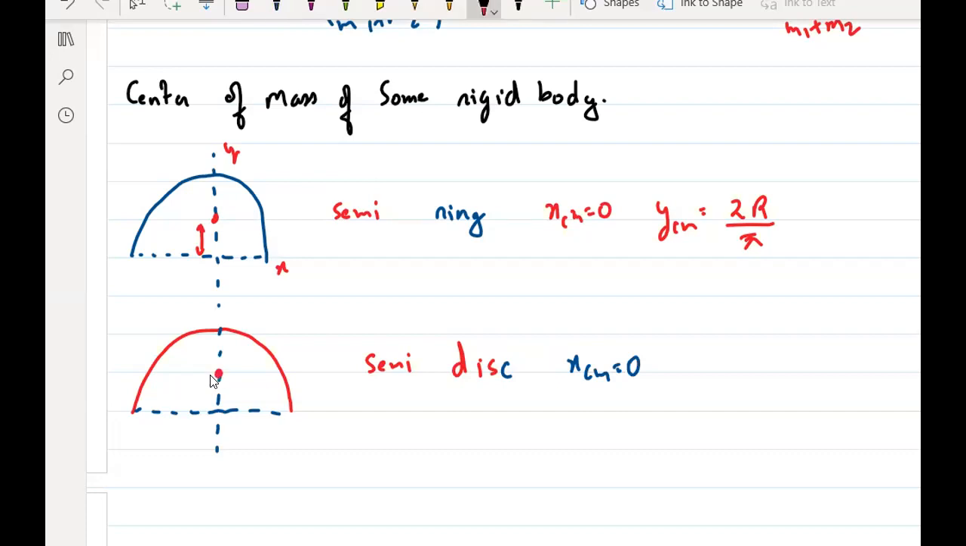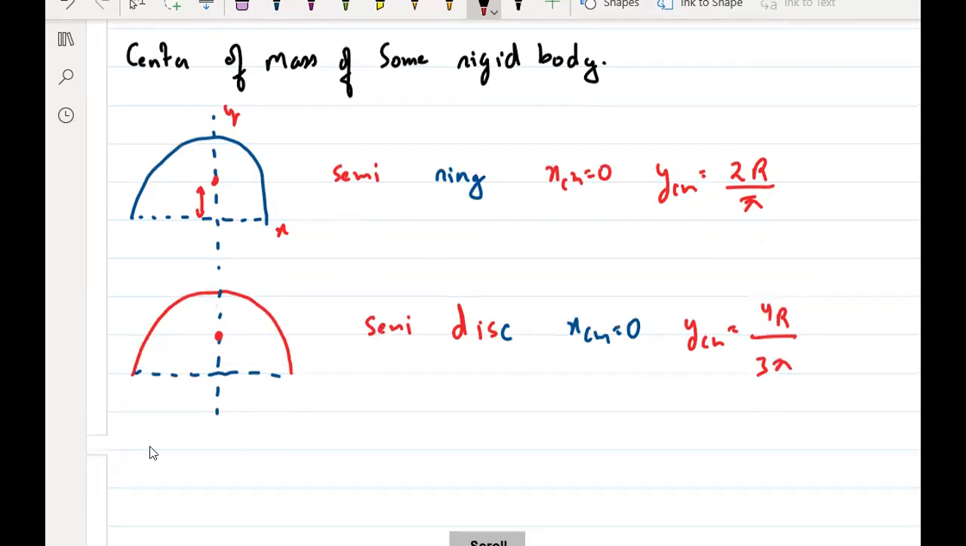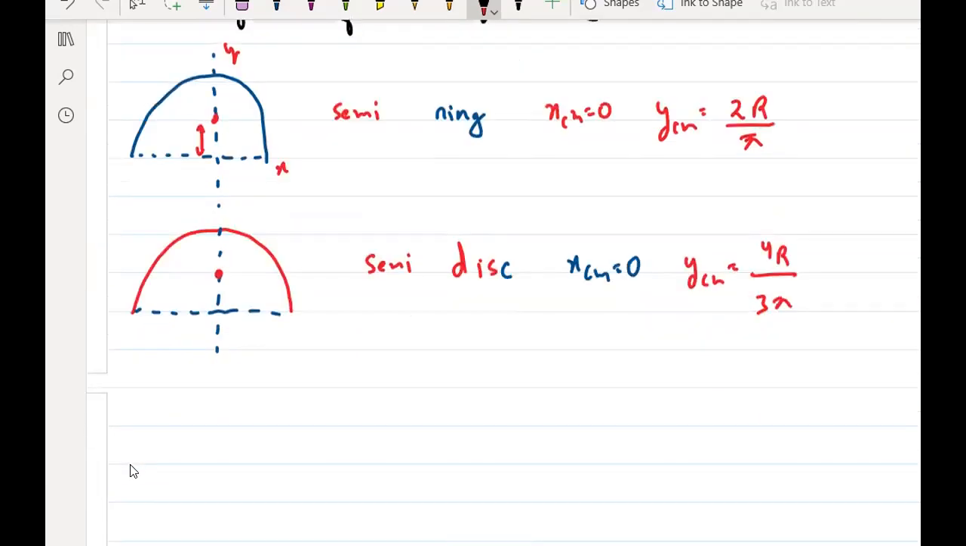So now look here, what? Here the total mass is distributed, right? Total mass is distributed. Okay? So this is basically what? Tell me. YCM is 4r by 3 pi. Okay? Okay. Now next is semicircular shell.